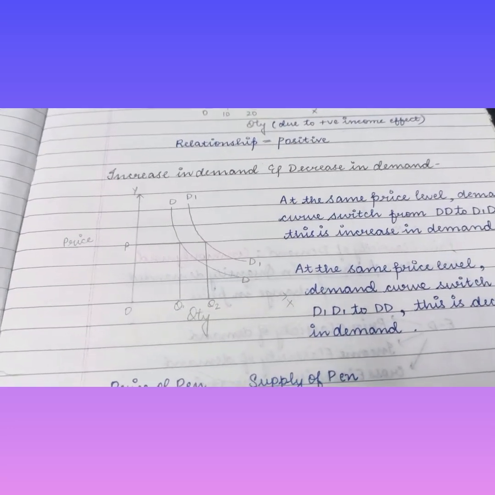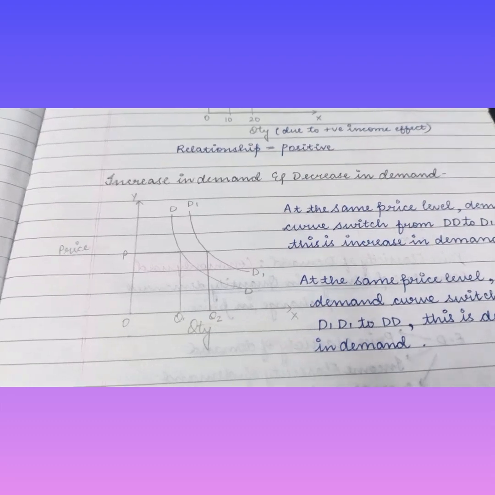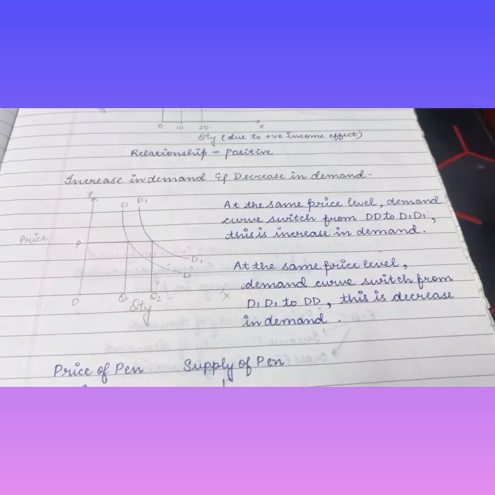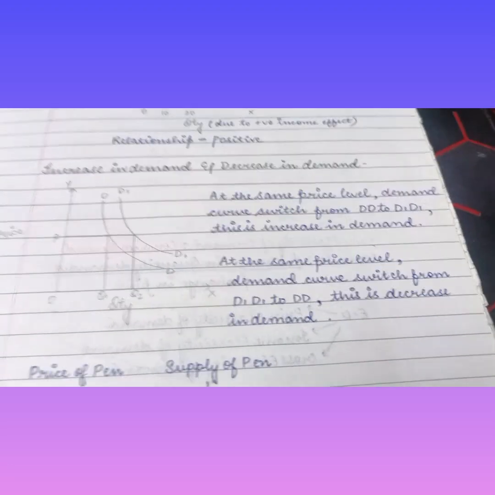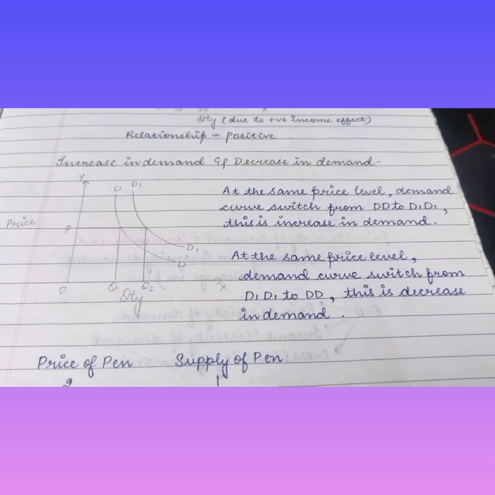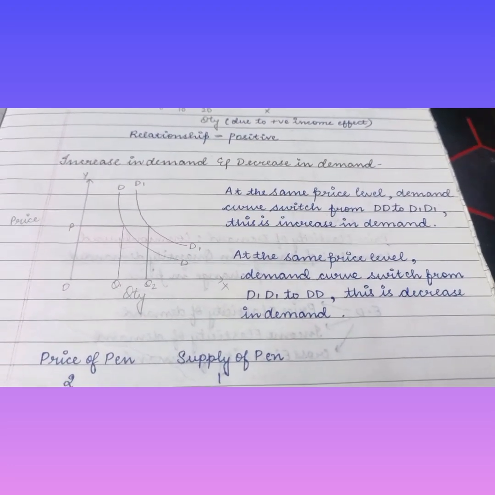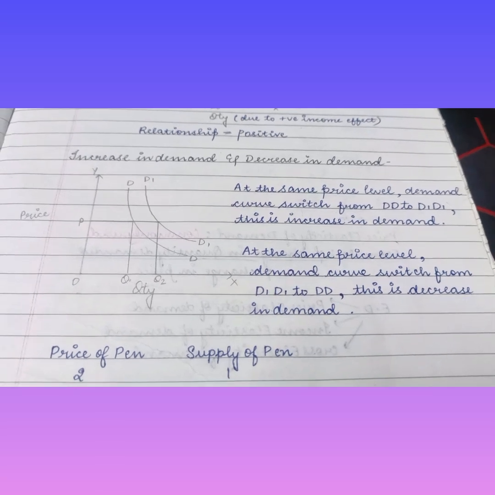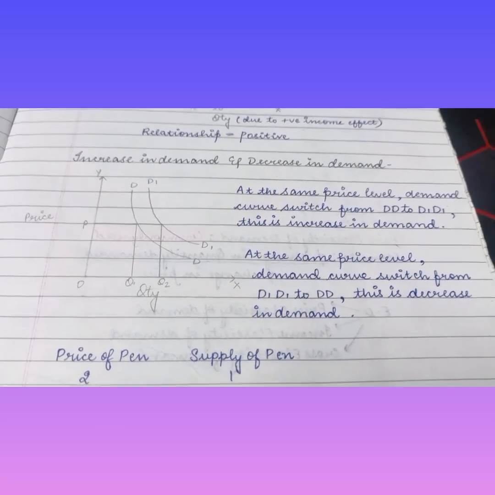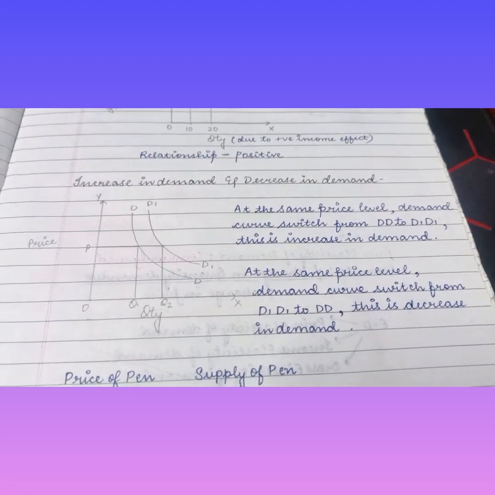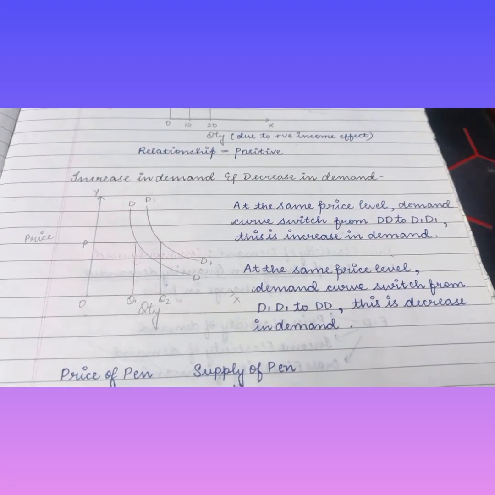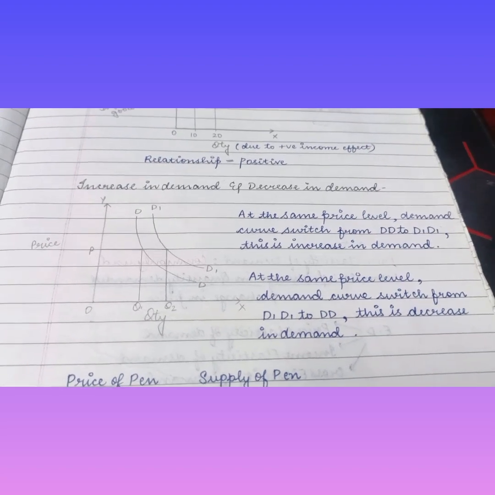Now the question is: what is the basic reason behind it? The basic reason behind it is your tastes and preferences. Okay, so see, at the same price level the demand curve switches from DD to D1. This is an increase in demand, and at the same price level the demand curve switches from D1 to DD. This is a decrease in demand.